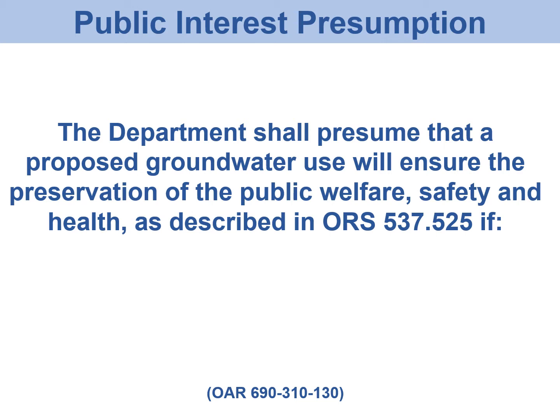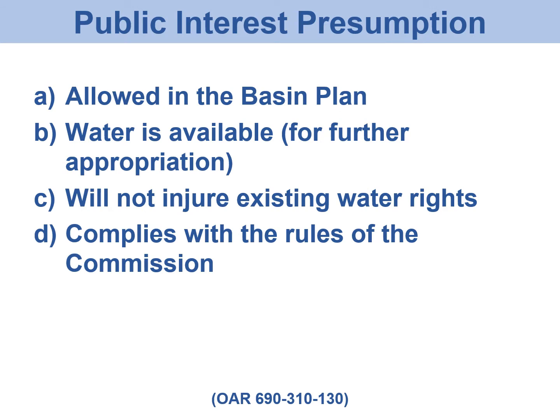So when we conduct a technical review of a groundwater application, the review is based on the public interest presumption in rule. So the department shall presume that a proposed groundwater use will ensure the preservation of the public welfare, safety, and health if that application does four things. So first of all, the proposed use of water must be allowed in the applicable basin plan. We have to find that water is available for further appropriation. We need to find that a new water use will not injure existing water rights. And we also need to make sure that the proposed water use complies with all the rules of the commission.